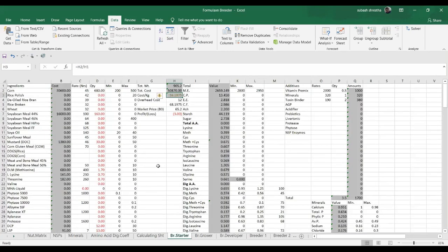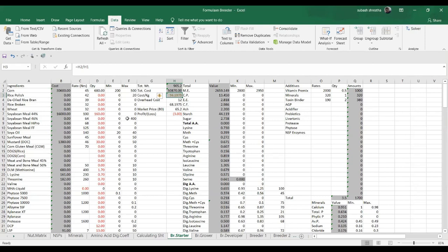And here's the broiler starter. Here is the minimum requirement for the metabolic energy, and the inclusion level, meaning how much inclusion is allowed in the feed, a minimum and maximum. Generally, I'll put the inclusion level for the rice polish not more than 10%. Theoretically I would have kept it at 20%, but in broilers it's generally a dense diet, so you won't be able to put more than 20 or 30 kg of rice polish in the feed.